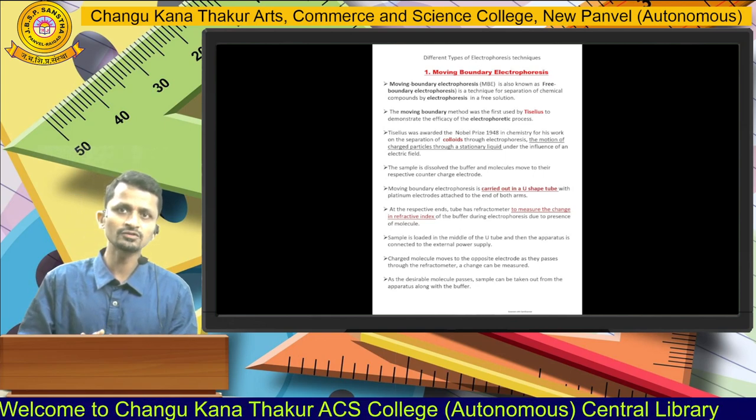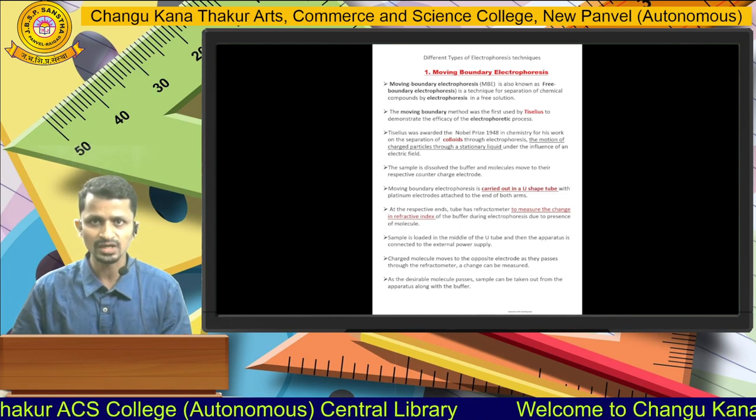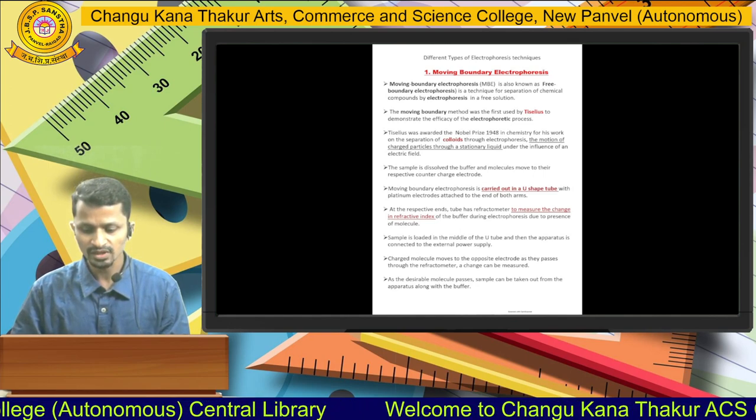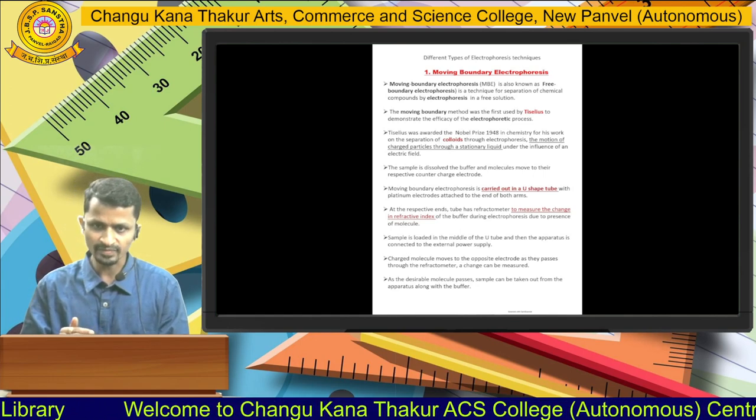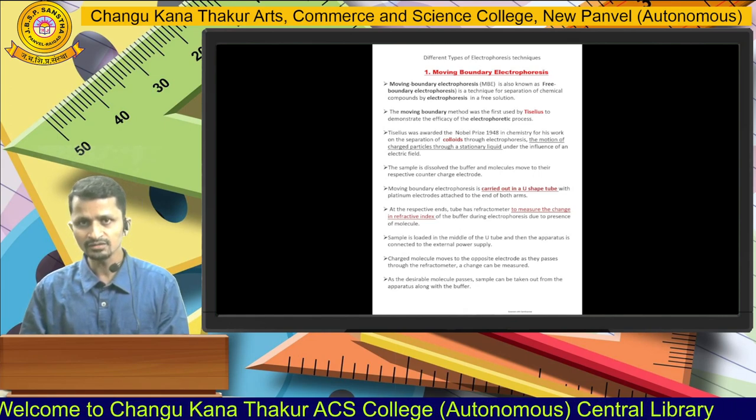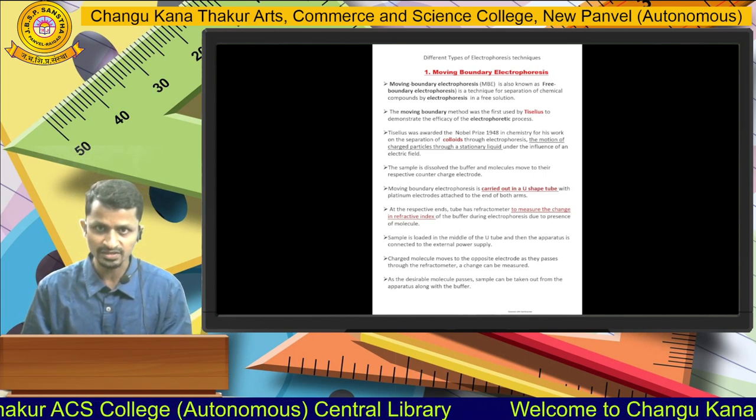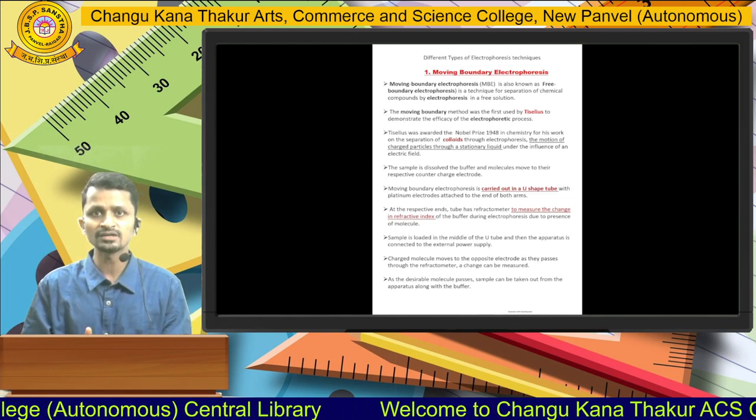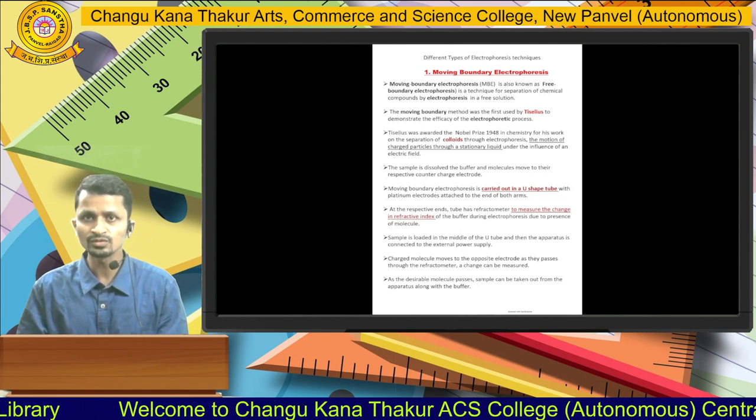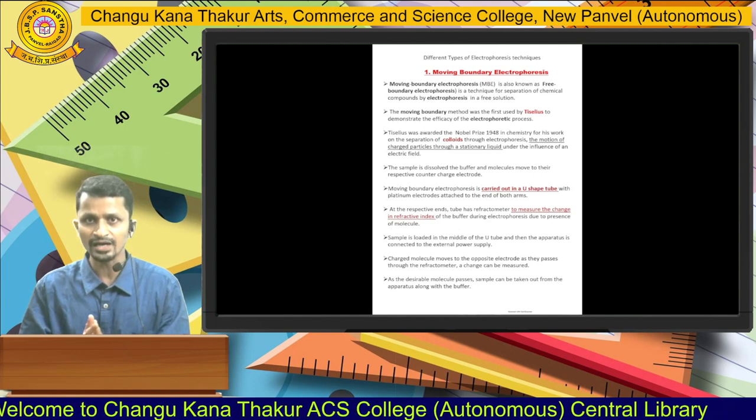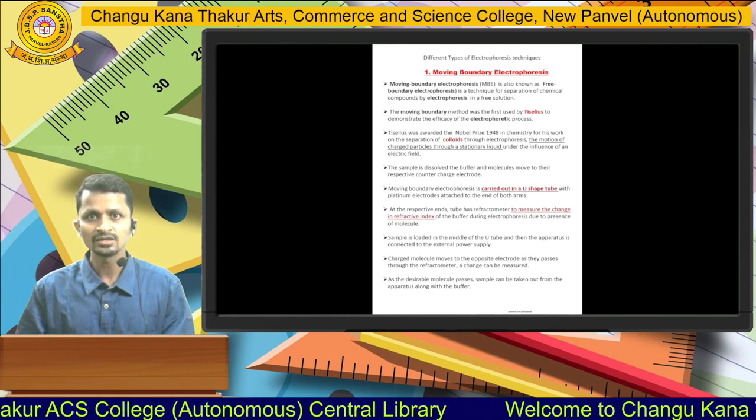So this moving boundary electrophoresis is carried out in a U-shaped tube, where platinum electrodes are attached at both ends of the U-shaped tube, and then the sample is loaded at the bottom of the U-shaped tube, and then the buffer solution is added. When electricity is given with the help of the electrodes, the movement of charged particles takes place. Now dear students, you have to remember, the movement of charged particles generally takes place toward the opposite electrode, meaning positively charged particles will move to the negatively charged electrode, that is the anode, and negatively charged particles will move to the positively charged electrode, that is the cathode.